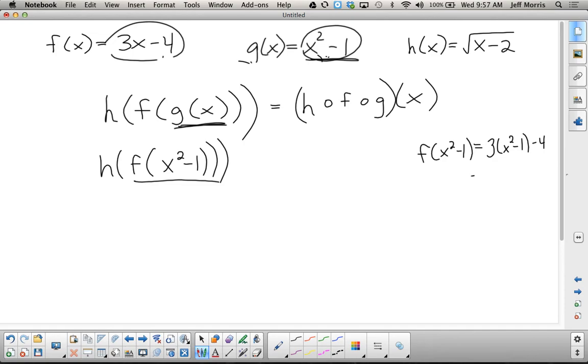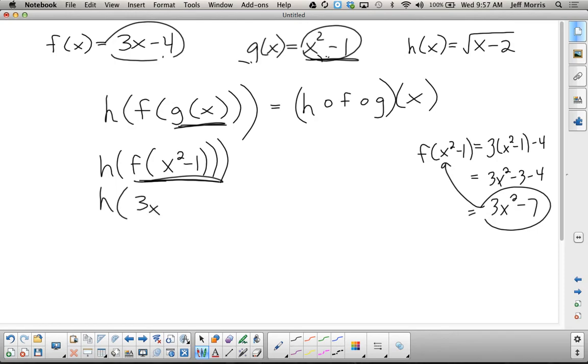What did we do there? This was the first problem we did. So it ends up being 3x squared minus 3 minus 4. Final answer? 3x squared minus 7. So that's what f of x squared minus 1 is. So then I take that and do what? Plug it into h. So I'm going to have h of 3x squared minus 7. So I'm going to take 3x squared minus 7 and plug it into h.